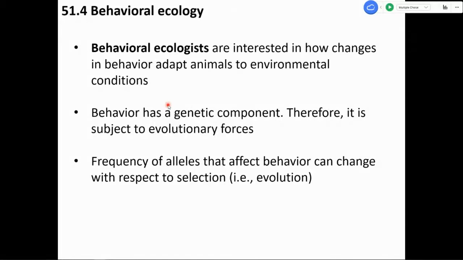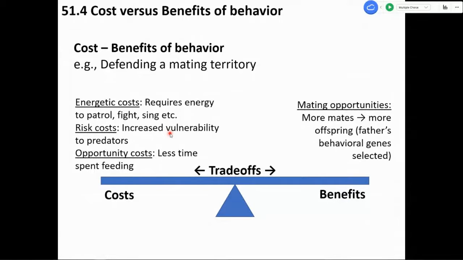So behavior has a genetic component, and therefore, as I mentioned, it must be subject to evolutionary forces. And the frequency of alleles that affect behavior can change with respect to selection, which is pretty much the definition of evolution. So with that birdsong example, if you had genes that were giving the wrong song, they would not be selected, and so evolution would occur in terms of those genes being bred out of the population.